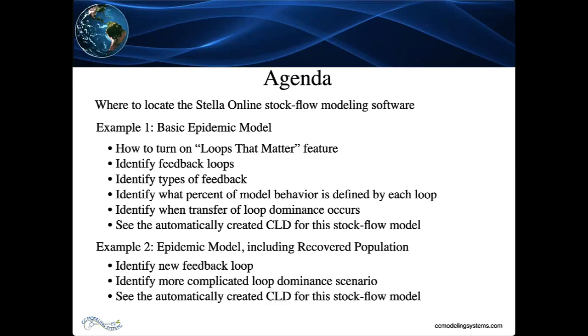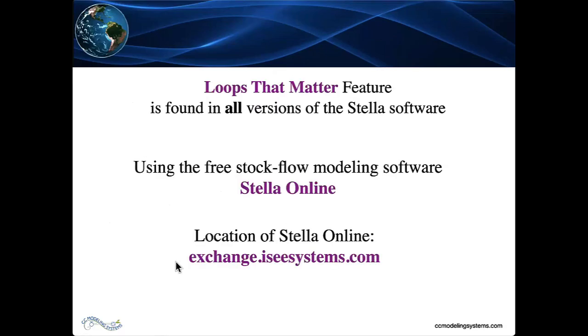Then I'm going to expand it a little bit because I'm going to add a recovered population to the model because the graph to identify loop dominance is more complicated, and I wanted to show you. In the first example, it's very easy. In the second example, it's a little bit more complicated, so I wanted to show you that.